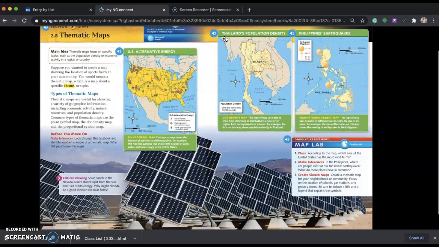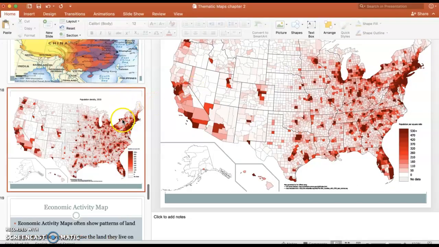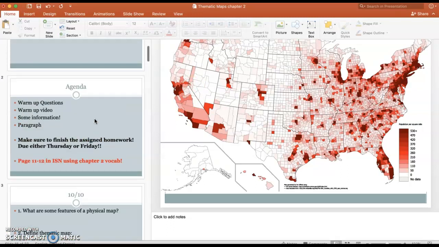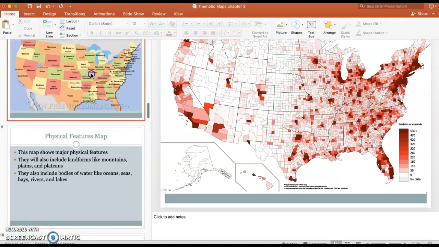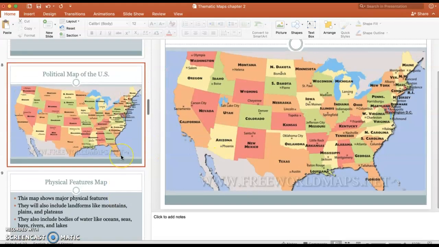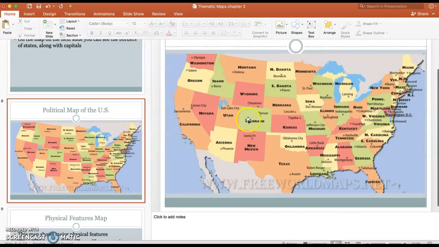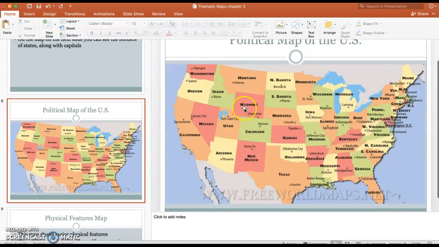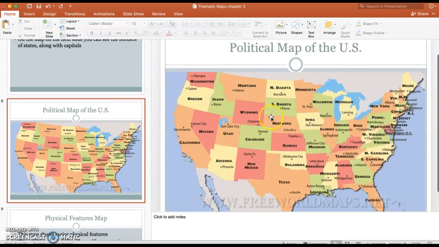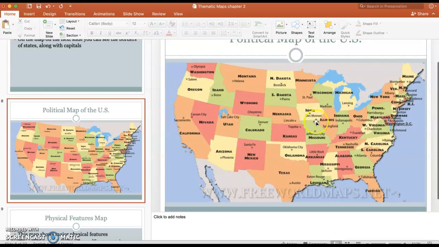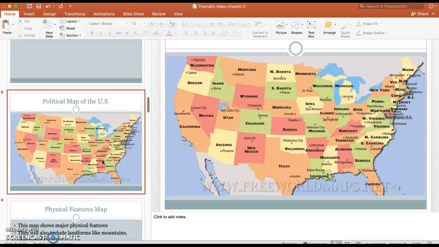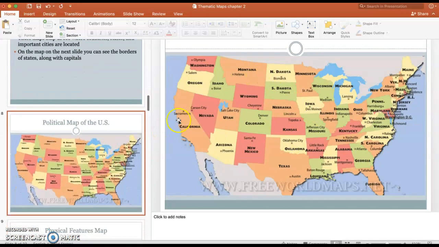All right? Let's quickly go to our slide about thematic maps. And again, you're going to be asked about these on the quiz. So the first type of map we looked at was political maps. Political maps show boundaries, they show countries, they show states, they show cities, and with different colors, so you can kind of tell which one is which. These are political maps. This one right here.